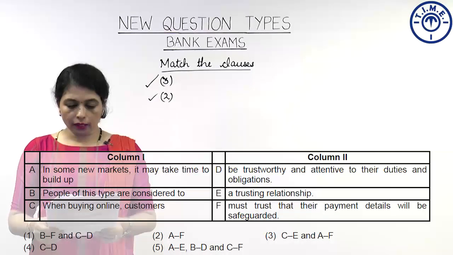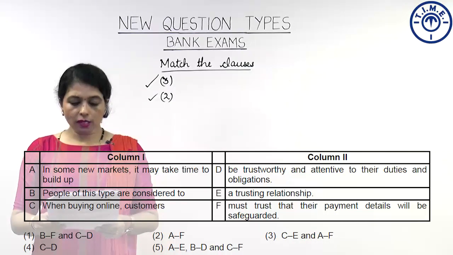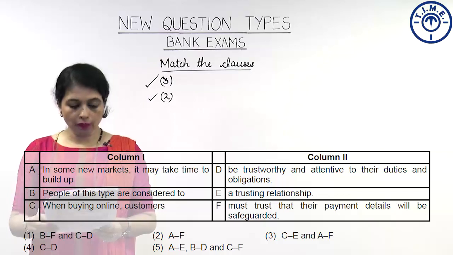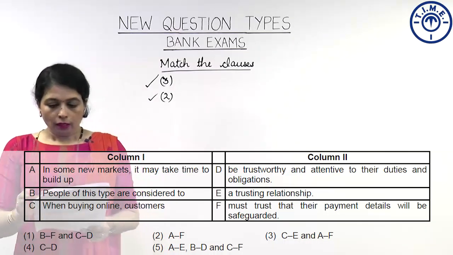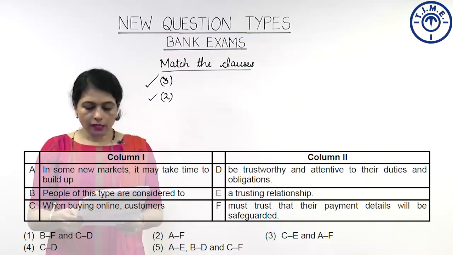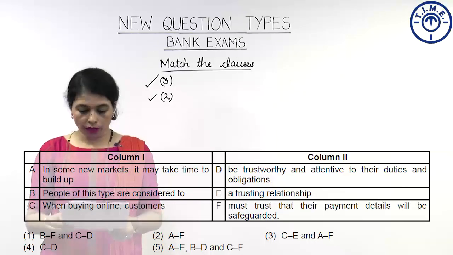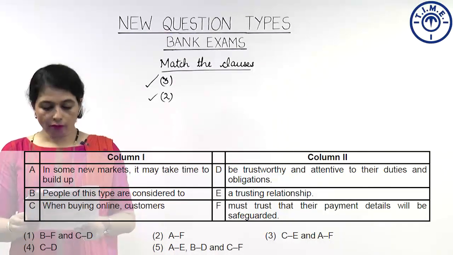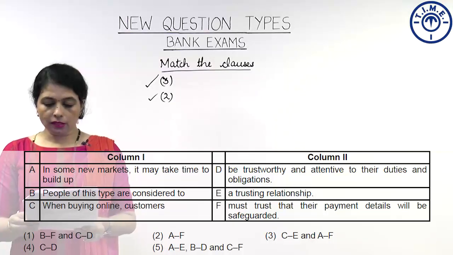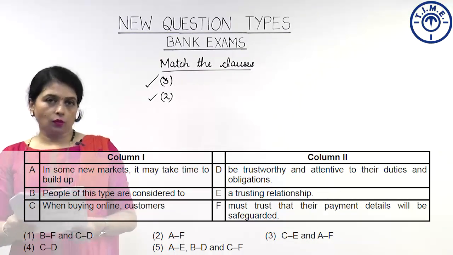In some new markets, it may take time to build up. B. People of this type are considered to. C. When buying online, customers. Okay. In column 2, D reads as be trustworthy and attentive to their duties and obligations. E. A trusting relationship. F. Must trust that their payment details will be safeguarded. Okay.